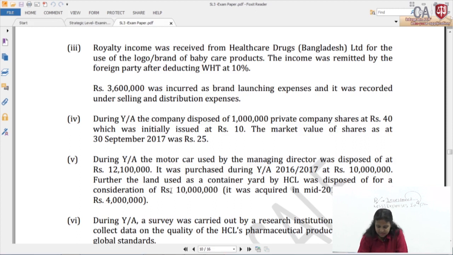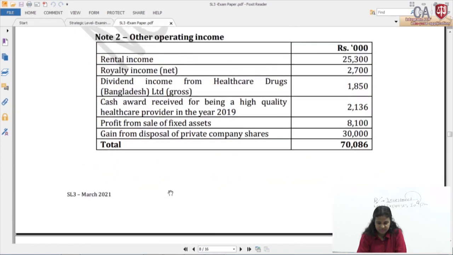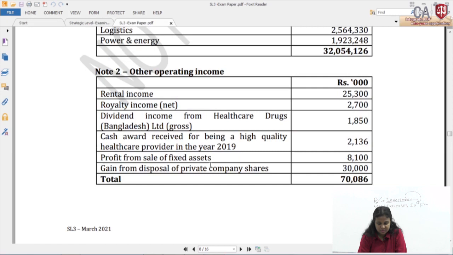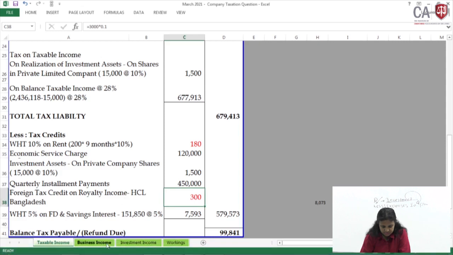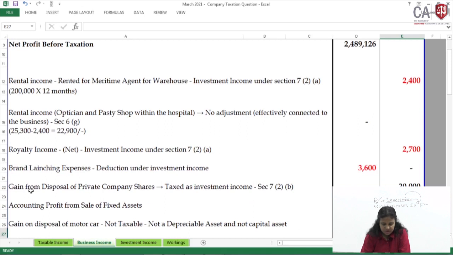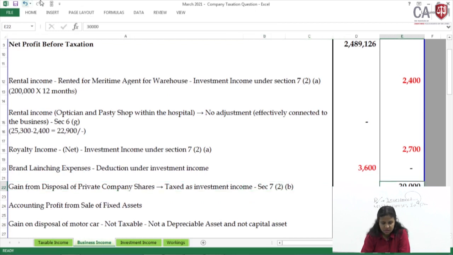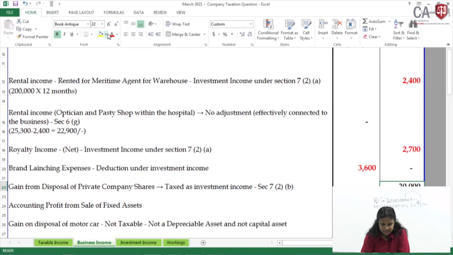Then we will see there is an amount recorded in the income statement: gain from disposal of private company shares. The accounting gain you first have to remove, secondly compute the gain for tax purposes, record it properly and apply the tax. We will come to that part. In the business income, first, the gain from disposal of private company shares should be taxed under investment income. The accounting gain you have to remove. We have done that.